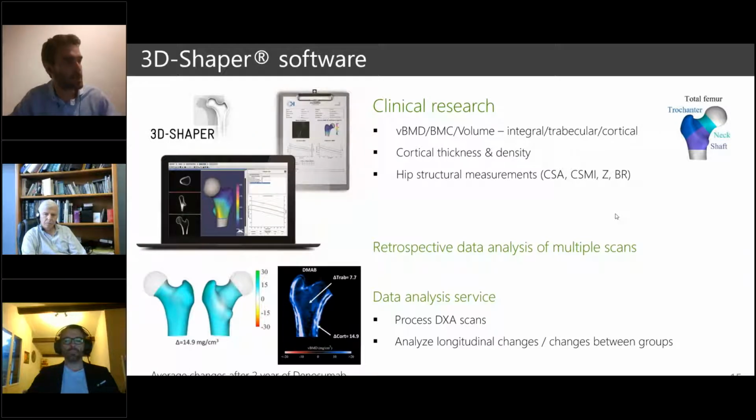We can analyze retrospective DEXA scans and do it for multiple scans. This is typically what a clinician would do if he wants to do a clinical study. He would load all his DEXA scans to our software, and our software will analyze them all in one batch. We also provide services for data analysis, where we can process your DEXA scans, and we can also analyze longitudinal changes or changes between groups in a population. Renaud will give you more details on this later on, but what you can see, for example, in those images are average changes after 2 years of denosumab that were measured in the population.